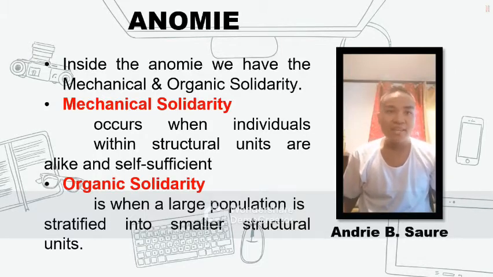A breakdown of norms and collective consciousness occurs when a society evolves too quickly from traditional to modern. The community becomes weakened and this leads to disorder, crisis, and anomie.